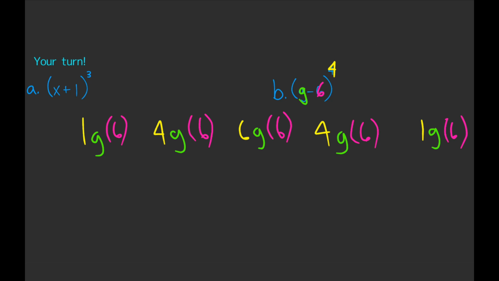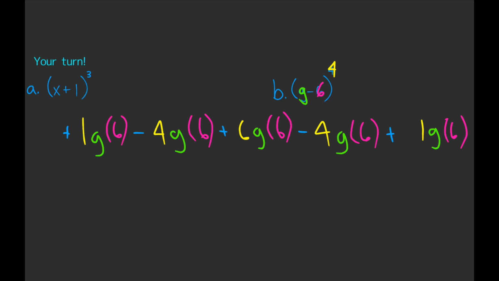So now that we've written those, we're going to do our signs now. Notice that in our binomial, we have g minus 6. And that minus means that we're going to have that alternating pattern, starting with the first term being positive, second term is negative, positive, negative, positive.